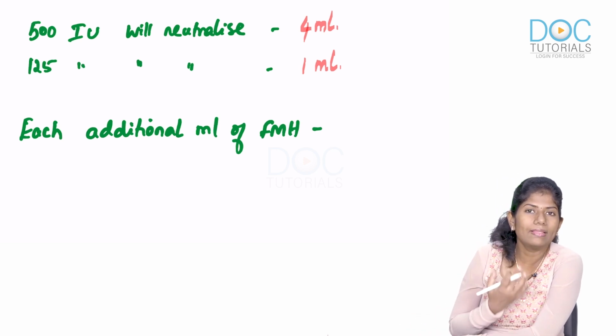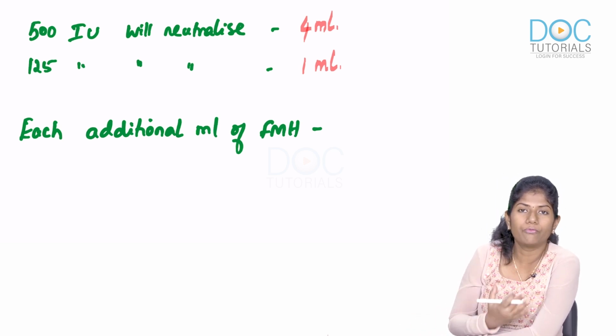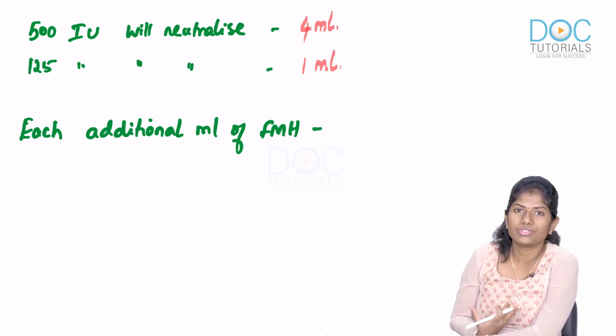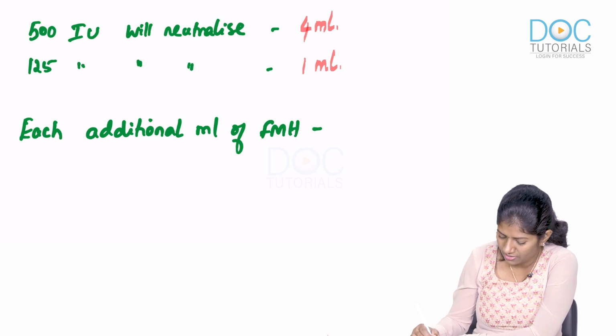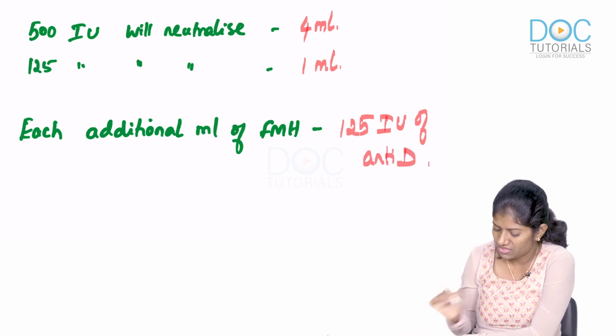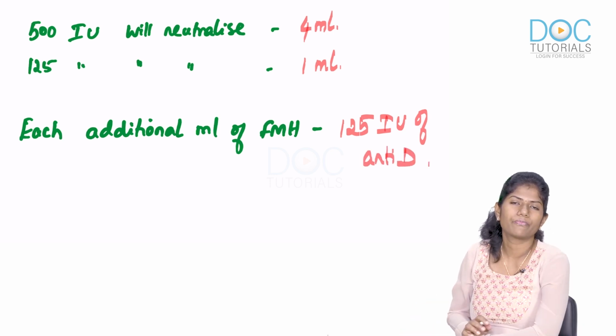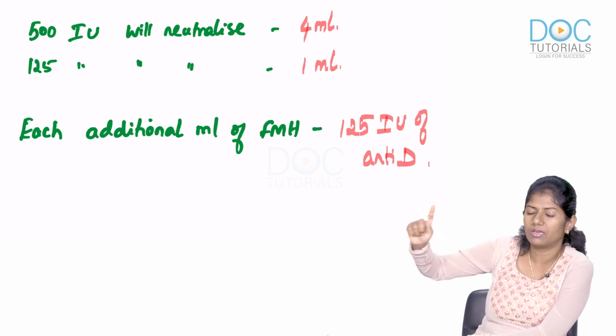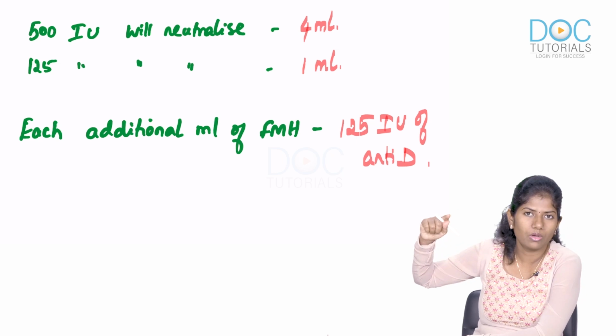So beyond the minimum dose, for every additional 1 ml of fetal-maternal hemorrhage, how much should you give? You have to give 125 international units of anti-D injection. You understand my point? Any doubts here? See, 500 is for 4 ml, 125 units is for 1 ml.